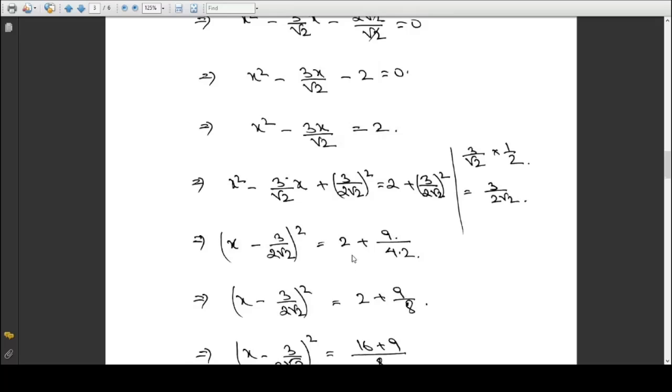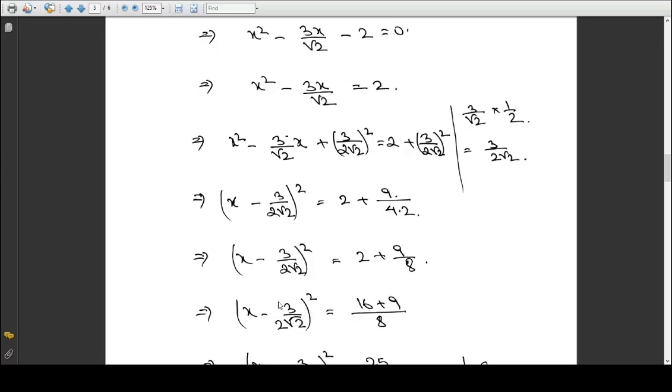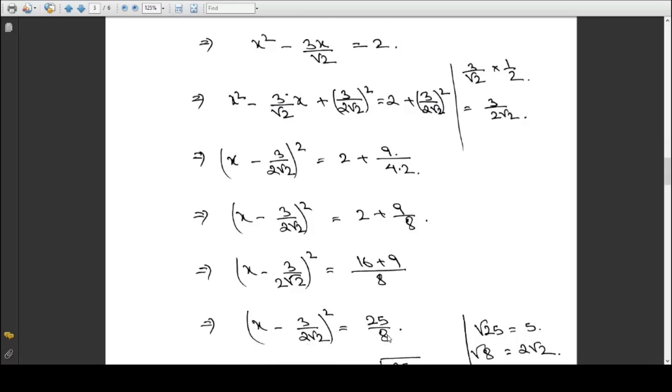Left side is same. On the right side you have 2, 9 by 4 multiply 2 is 8. Here also same. And now we have to take the LCM of 1 and 8, which is 8. 8 divided by 1 is 8, 8 multiply 2 is 16. And then here 8 divided by 8 is 1, 1 multiply 9 is 9. Which will give us 16 plus 9, 25 by 8.